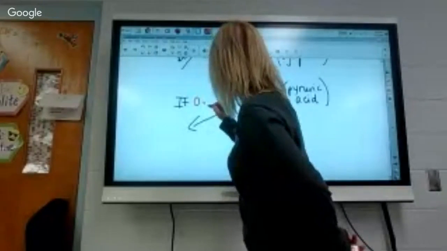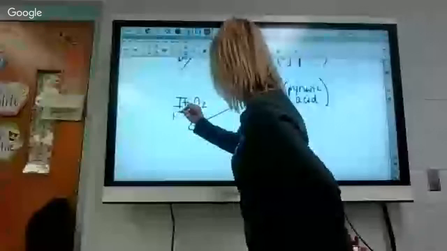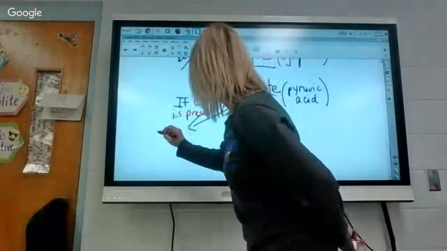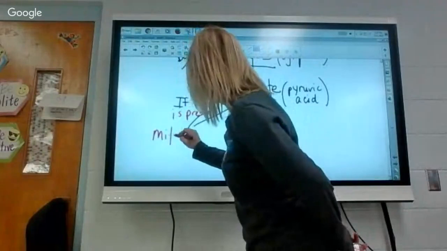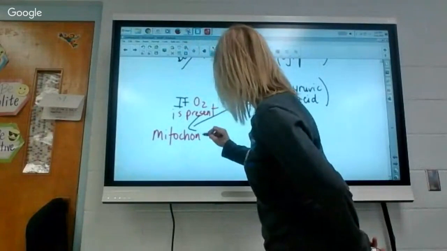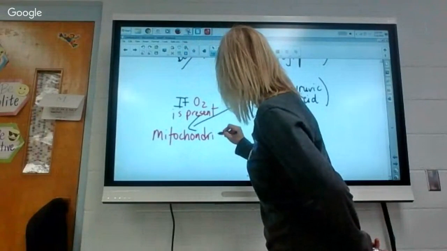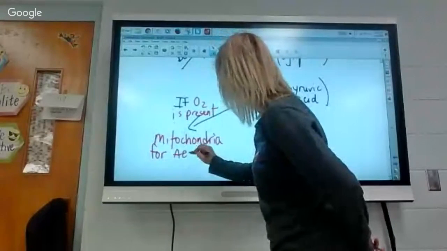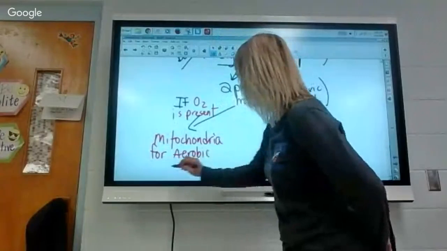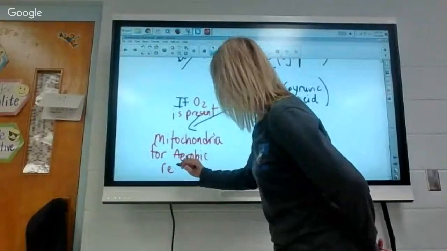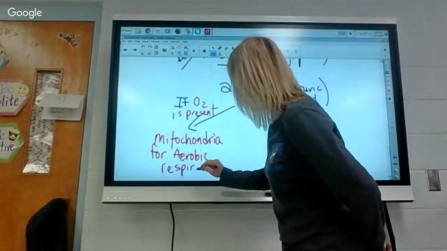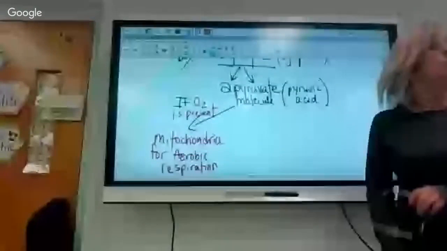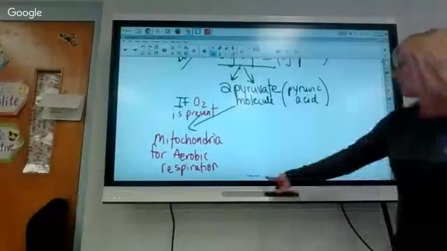If oxygen is present, those molecules are going to head to the mitochondria for aerobic respiration. Okay, so this is the equation that we say is opposite photosynthesis. Okay, so we're going to write it out.